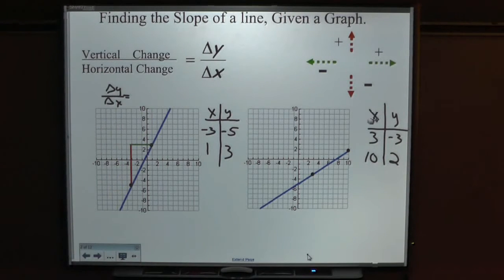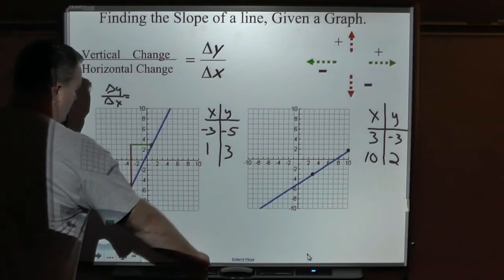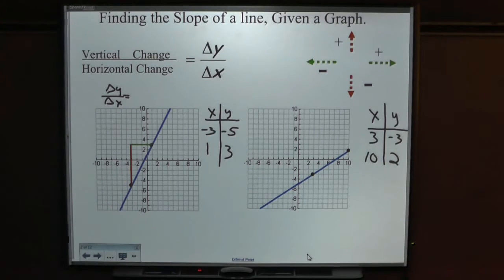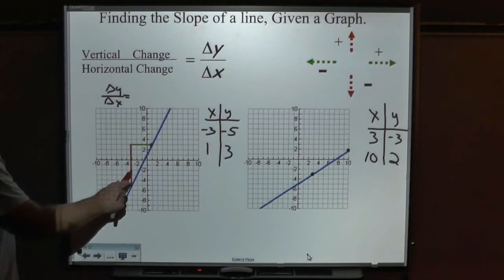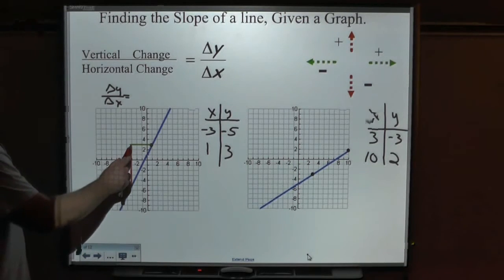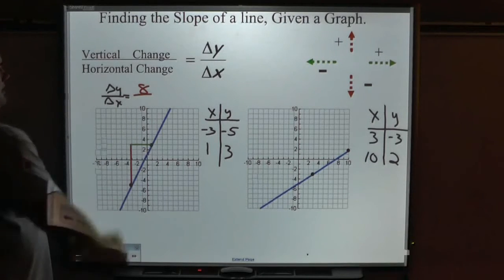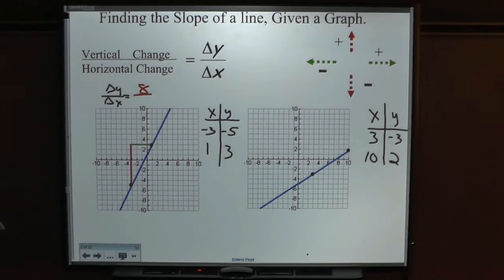Okay? So, as we go through this, to find the vertical change, we want to find out how many units from this point (-3, -5) all the way up to (1, 3). So we're going to start from here. We're going to count up. 1, 2, 3, 4, 5, 6, 7, 8. That's 8 units up, so that's going to stay as a positive number. So the vertical change is 8.